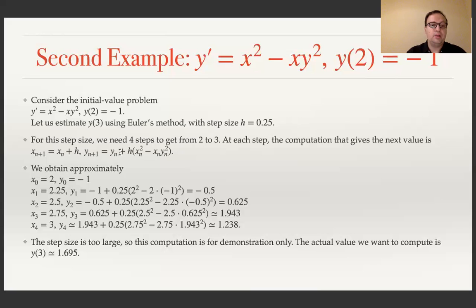So at each step, we plug in the values obtained at the previous step, starting with the initial conditions. So x0 is 2, y0 is minus 1. And then for y1, it's going to be y0, which is minus 1, plus the step size, which is 0.25, times x0 squared, which is 2 squared, minus 2, so that's x0 again, times y0 squared, so that's minus 1 squared.